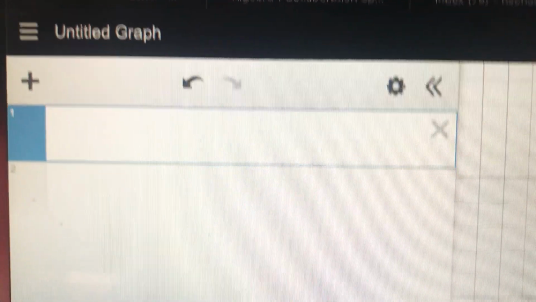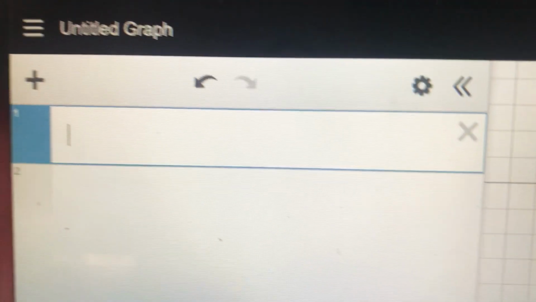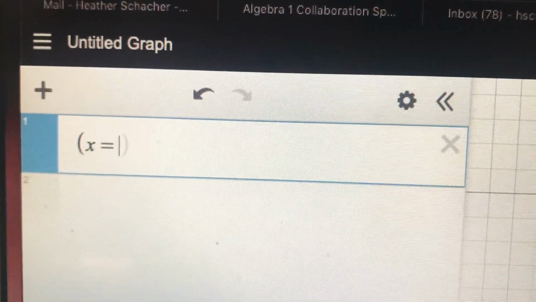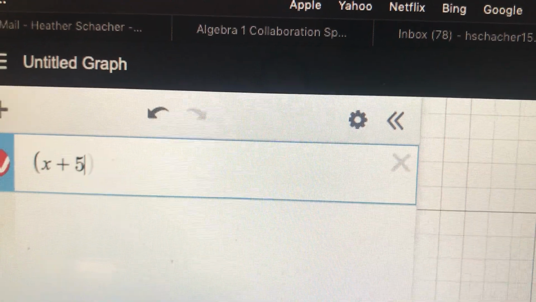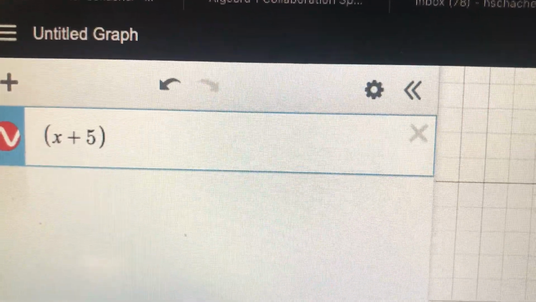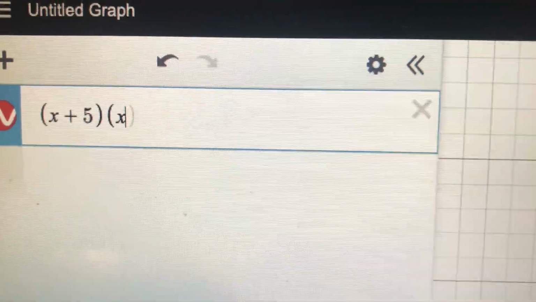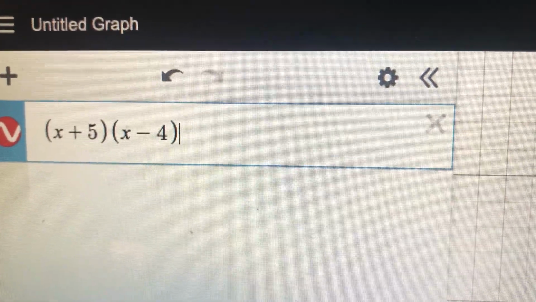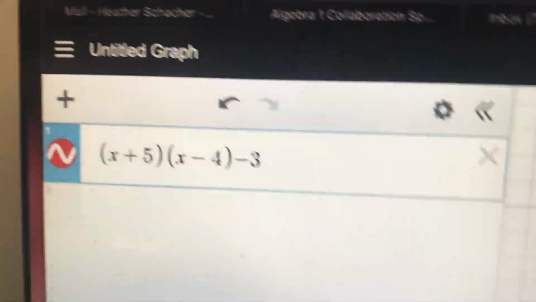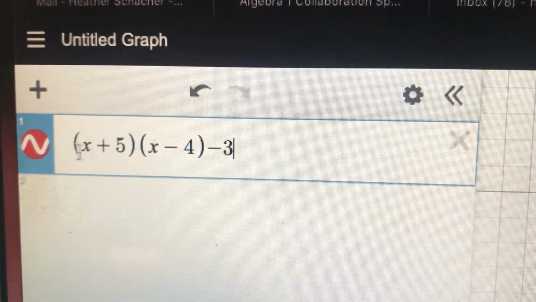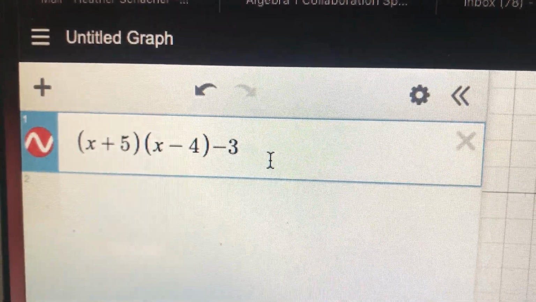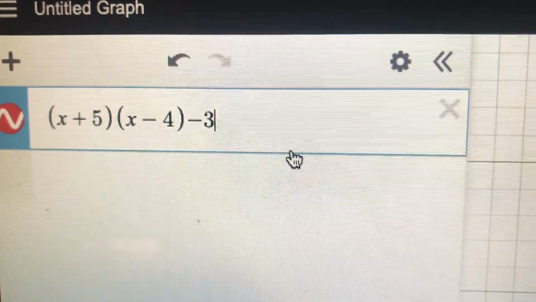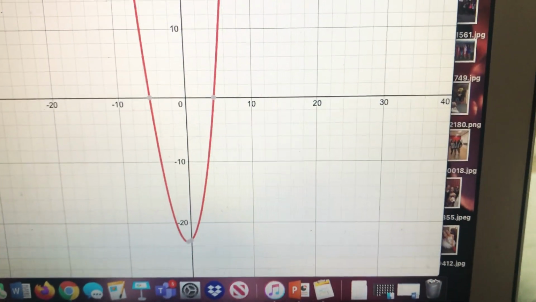So I'm going to look at my Desmos here, and I'm going to type in that formula. So I have x plus 5 times x minus 4 and minus 3. So what I've done here is I've graphed this in Desmos exactly how it appeared on my paper, and this is what I have gotten. So this is what my graph looks like.